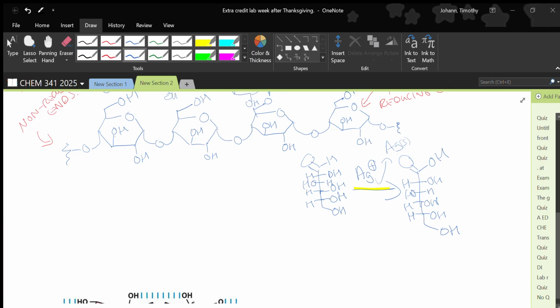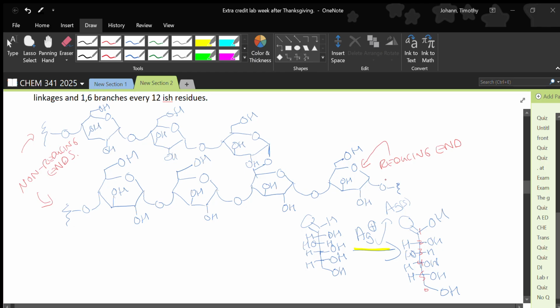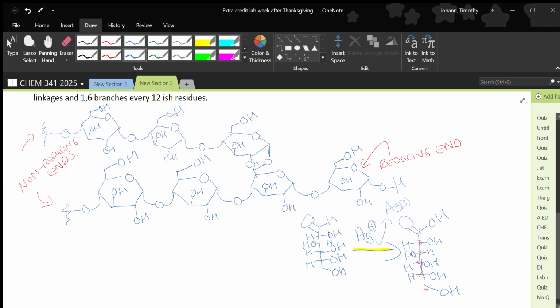Wait, but those ends look the same. I don't really understand. So it's the aldehyde that's reacting, right? The aldehyde is at the 1 position. And so I'm giving you the residue. So for this, the way it's written, this isn't the actual reducing end here. It would only be the reducing end if I did the official reducing end. But if we're looking at a stretch of polymer, this is the reducing side. This is the non-reducing side.